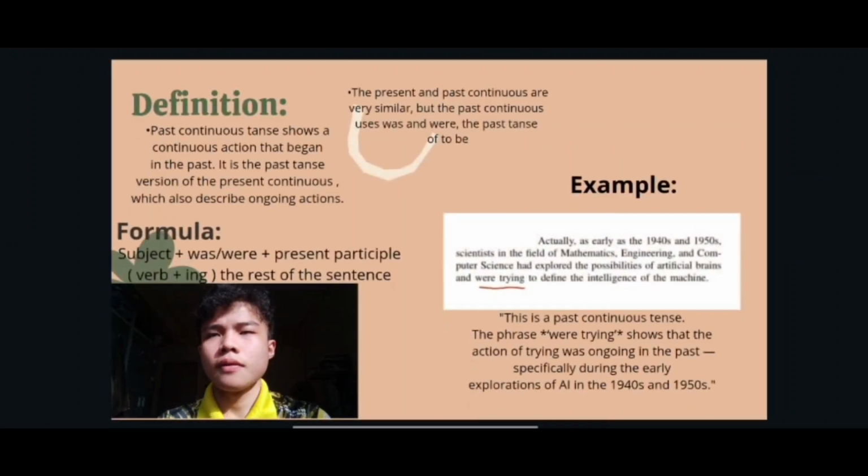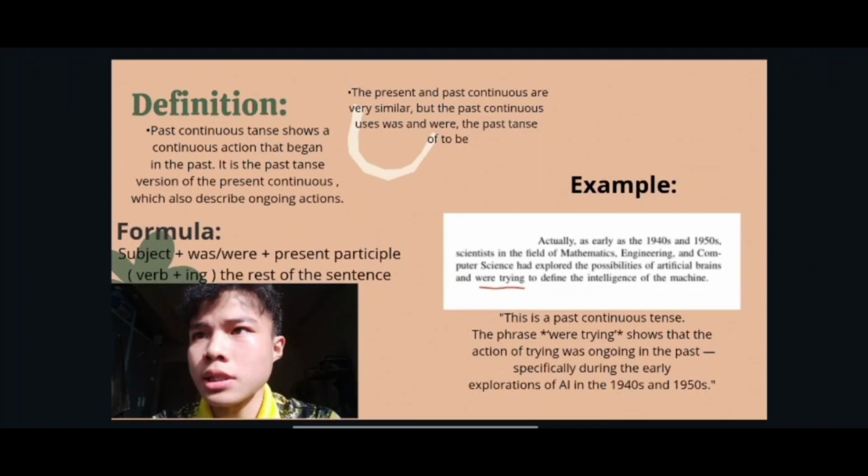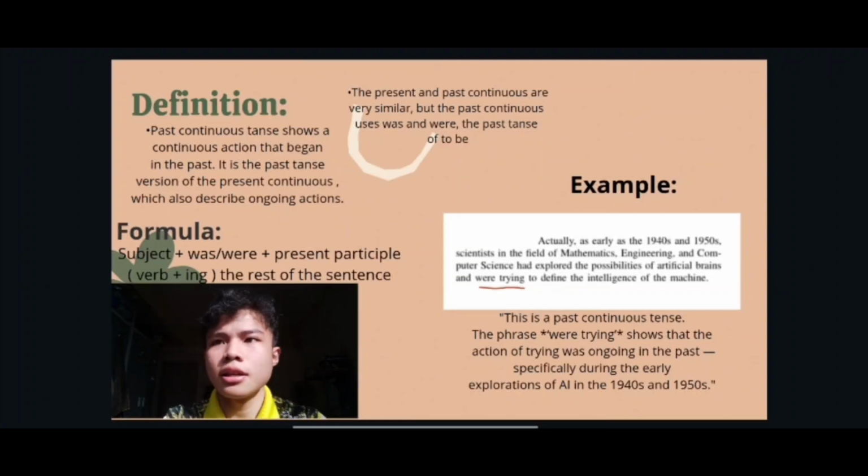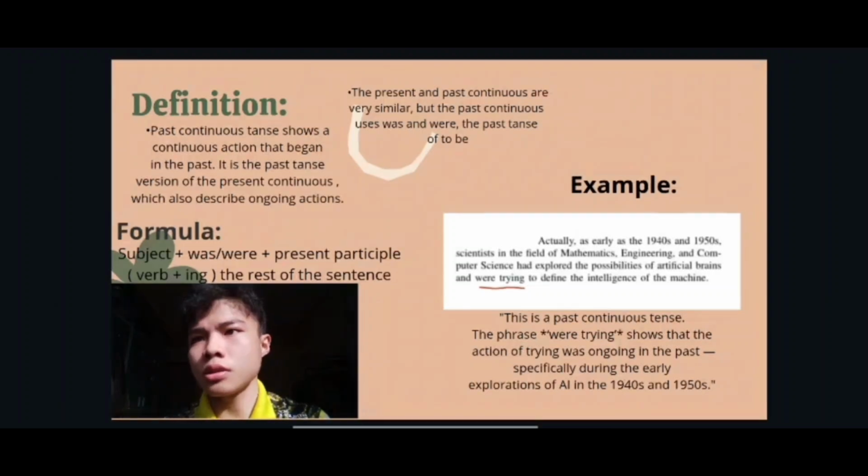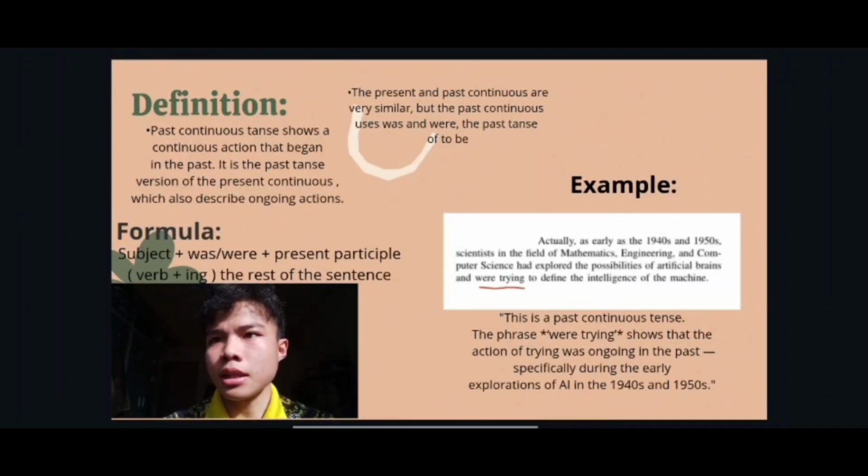So next, past continuous tense. The definition of past continuous tense shows a continuous action that began in the past. It is the past tense version of the present continuous, which also describes ongoing action. The present and the past continuous are very similar, but the past continuous uses was and were, the past tense of to be. So the formula of past continuous tense is subject plus was, were plus present participle, verb plus ing, plus the rest of the sentence.